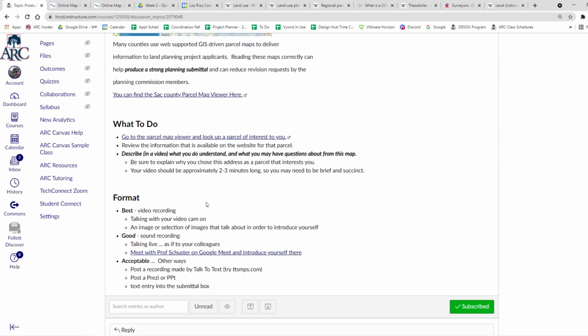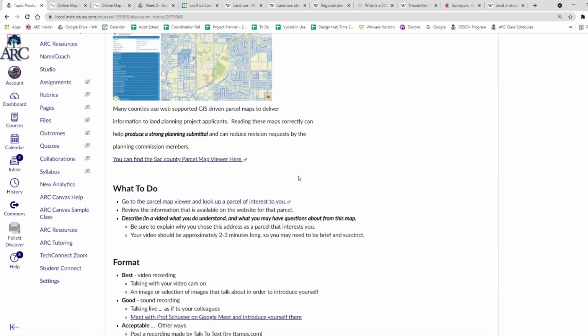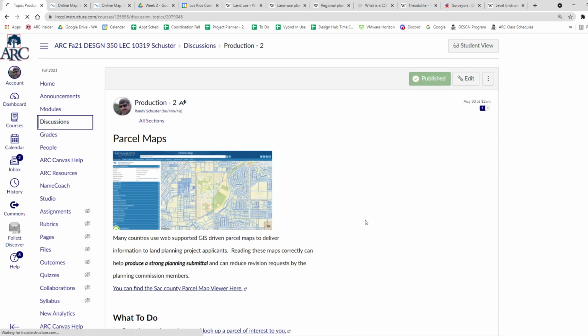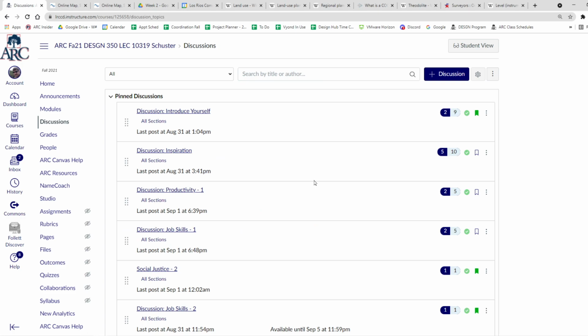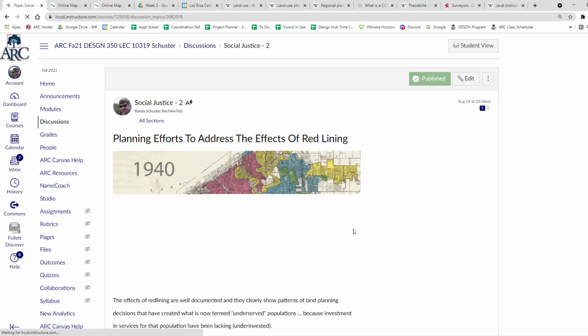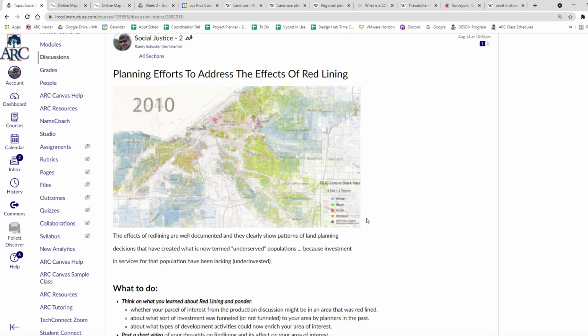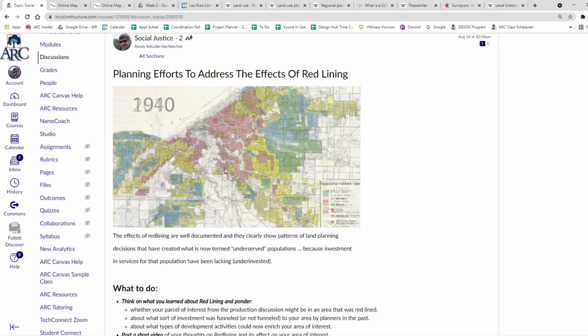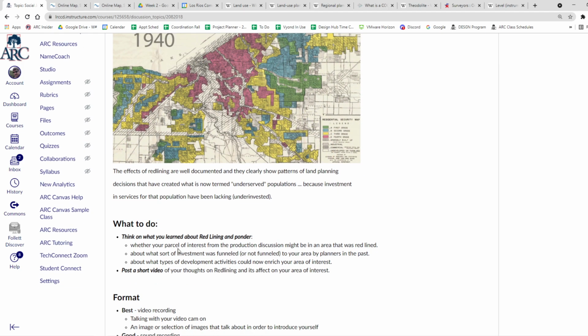And so just make a little recording that says, hey, look, I found this one. I found a site. And look at these things that I can see from it. Once you've done that one, I want you to look at this one and go, okay, Sacramento was redlined. And if you want to know about redlined, here's a little bit about it.